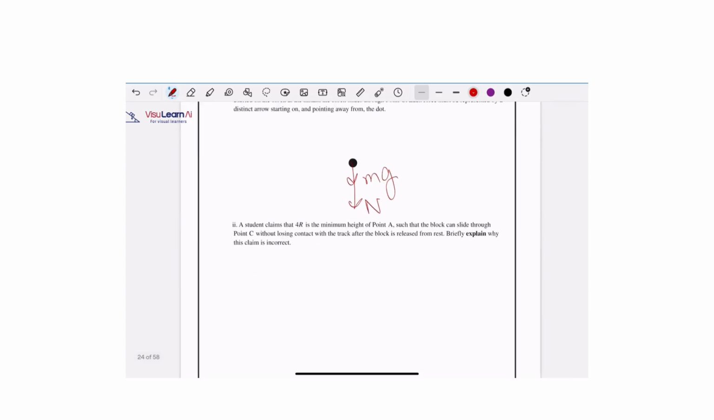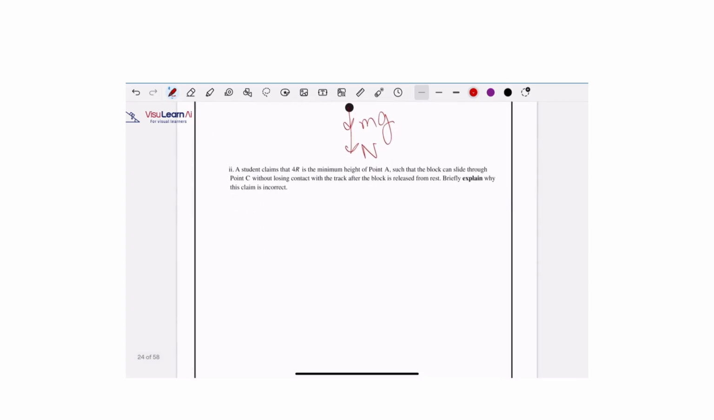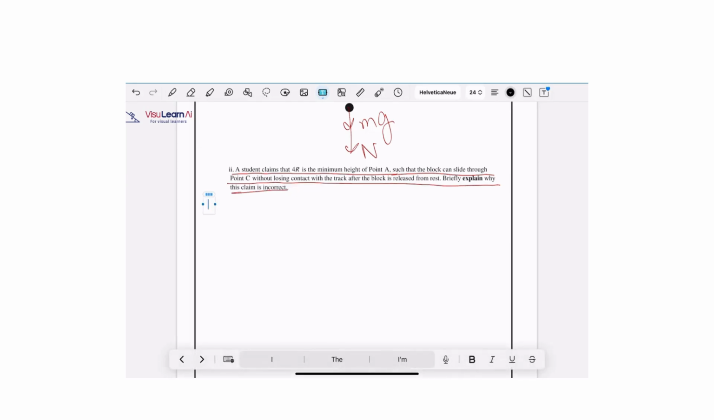Okay, now this is a little bit more tricky. A student claims that 4r is the minimum height at point A such that the block can slide through point C without losing contact with the track. Briefly explain why this claim is incorrect. All right, so again, first of all, we have to start off with the physics principle. We have to be explicit in what we write down. We'll have to go ahead and derive this.